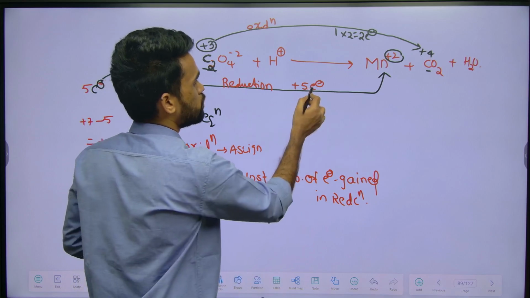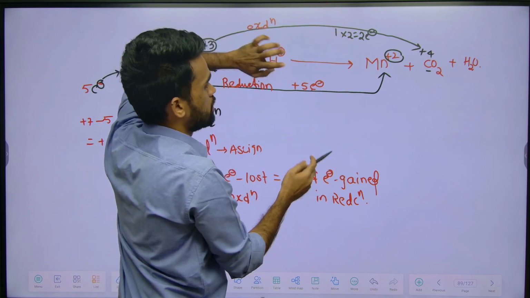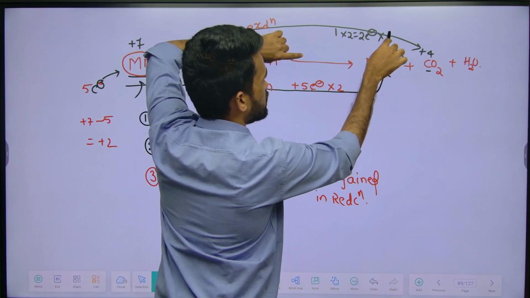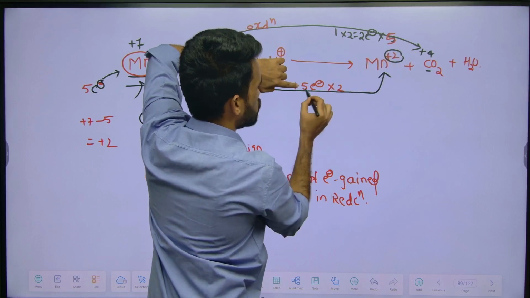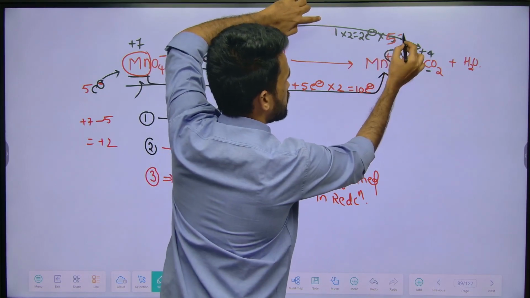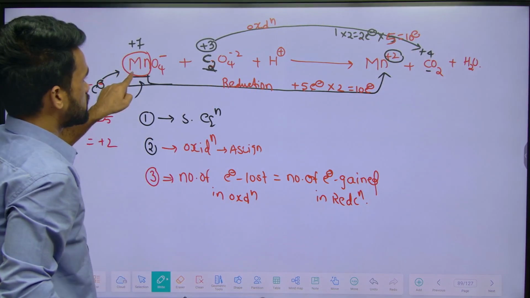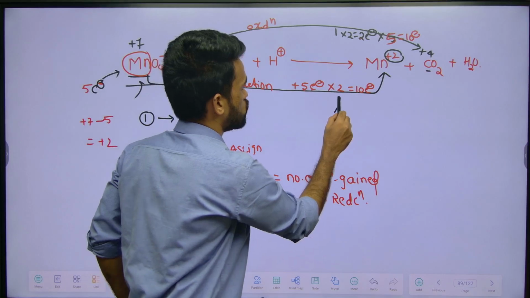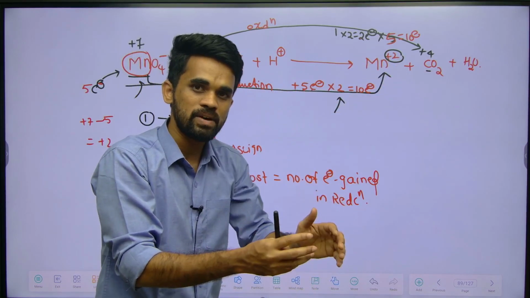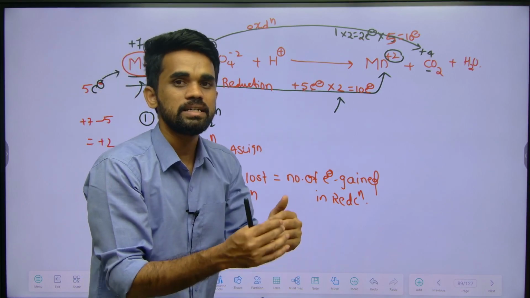What do we mean by suitable integers? I need to make these two numbers the same. Here it is 2, here it is 5. So I am multiplying this number with 2 and this number with 5. Overall, 5 2s are 10, so here also 10 electrons. 2 5s are 10, here also 10 electrons. It is very simple. What I did: this reduction equation is multiplied with 2 and the oxidation equation is multiplied with 5, so that the number of electrons in oxidation and reduction are equal, that is 10 electrons.